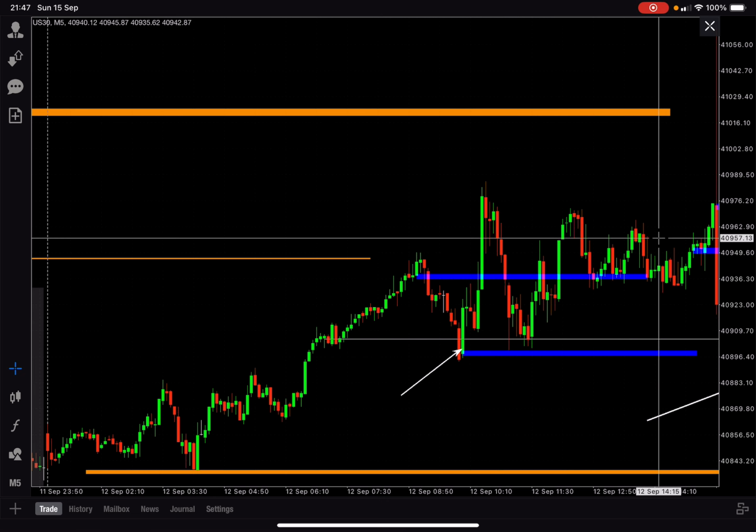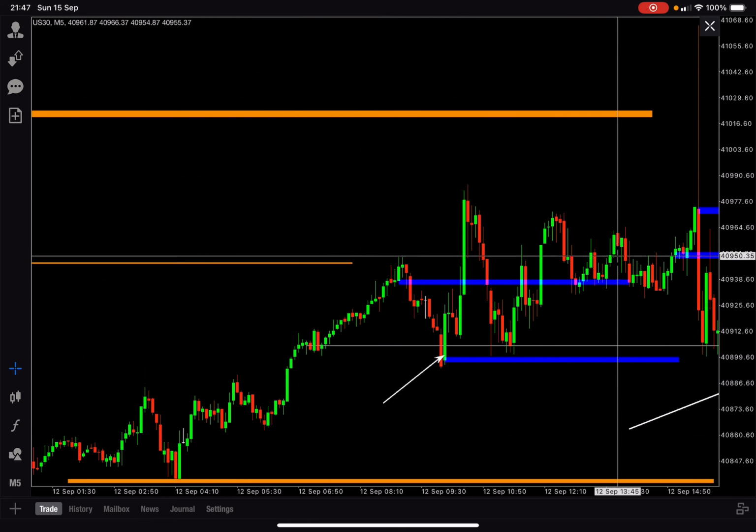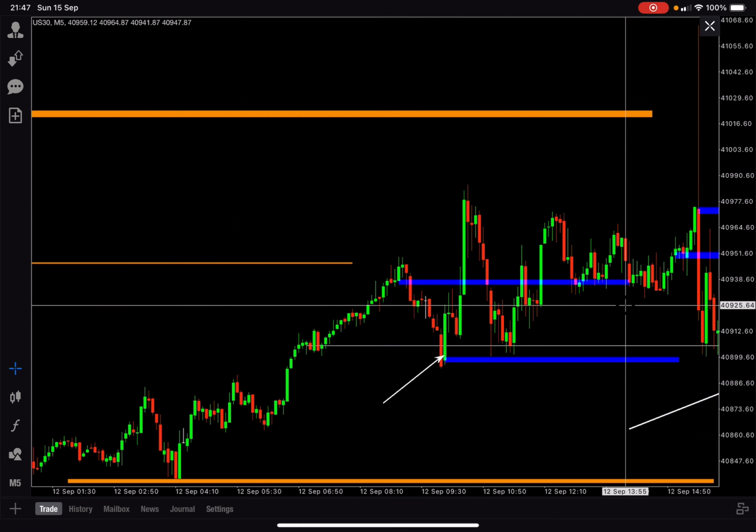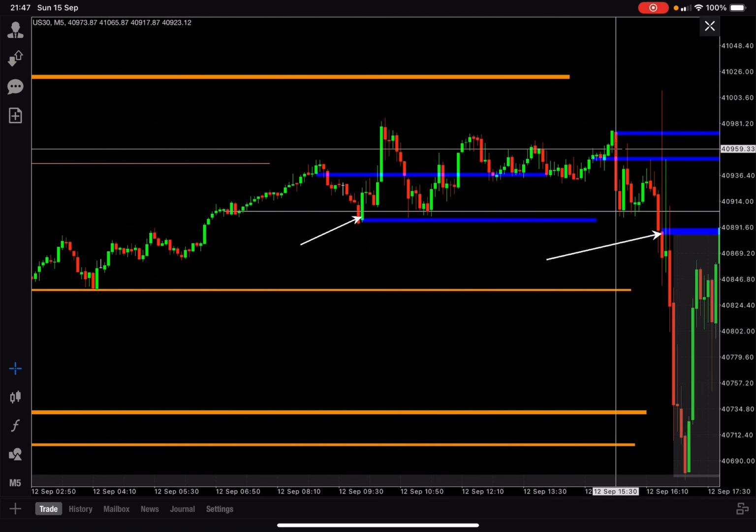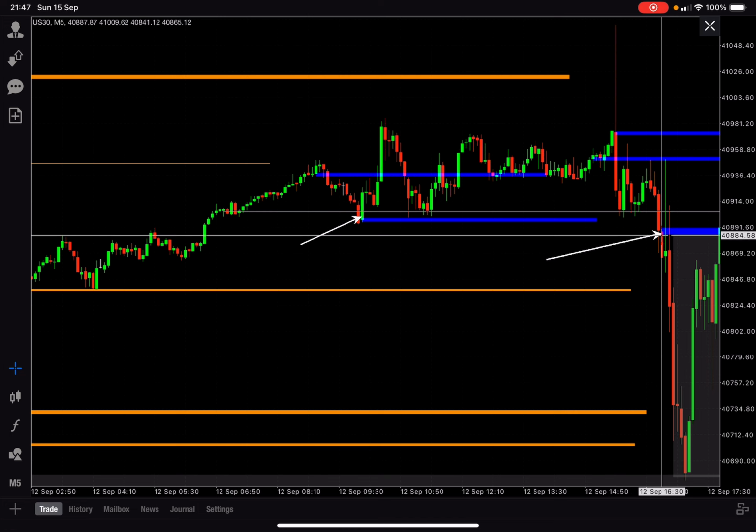You wouldn't really be looking to get into any other trades. By the time this area came, you'd have moved to break even. And then you move into PPI news, which is here, and then the New York opening here.